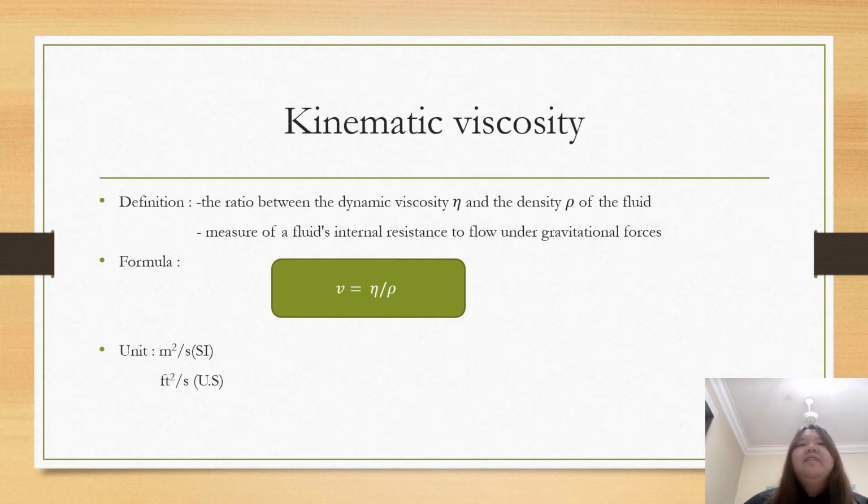For kinematic viscosity, there are two definitions. The first one is the ratio between the dynamic viscosity and the density of the fluid. The second definition is the measure of a fluid's internal resistance to flow under gravitational force. The formula is nu equals dynamic viscosity over density. The unit is meter square over second in SI.